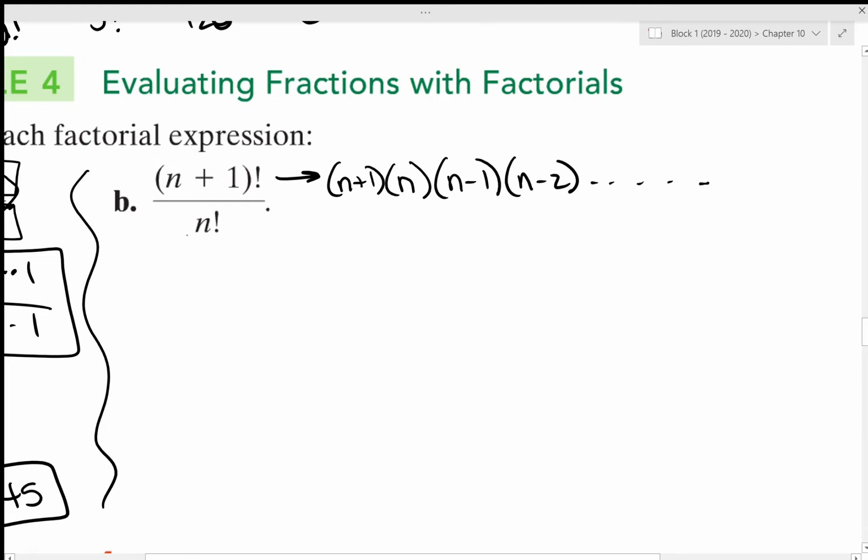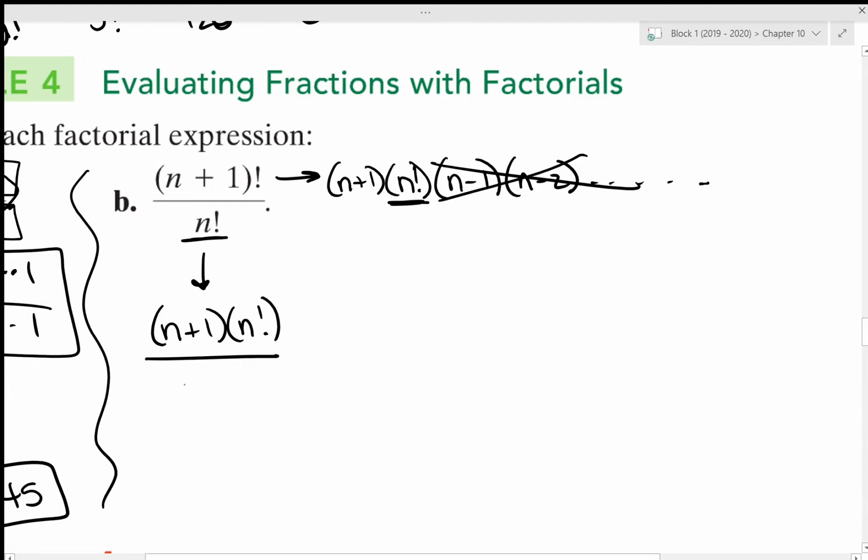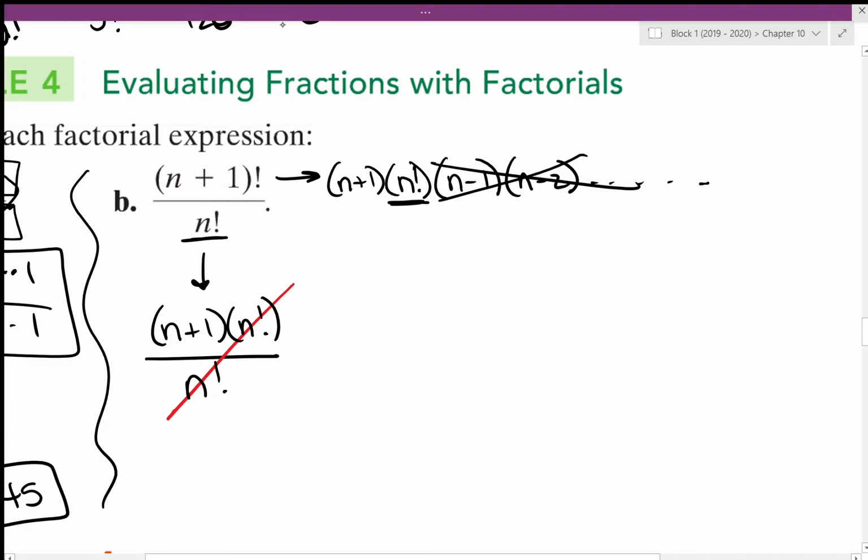Well, technically, I have an n factorial down bottom. So really, I could just go to this n and then put factorial, and it would be the same thing. So I'm going to rewrite this as n plus 1 times n factorial, all over n factorial. I can now cancel this out. So my answer here is just n plus 1.